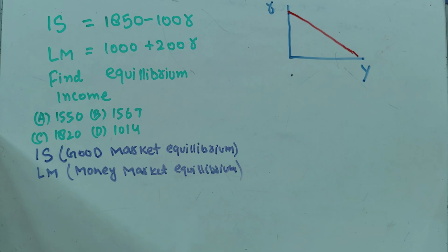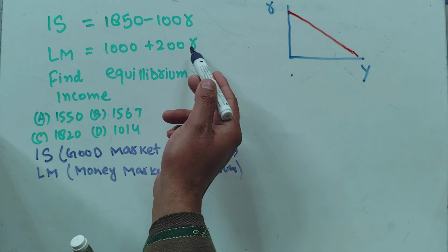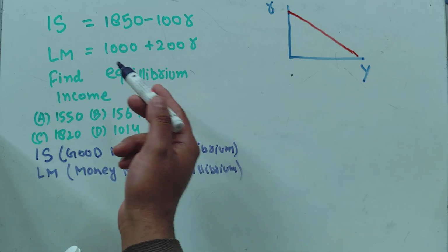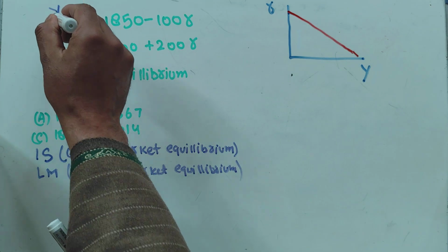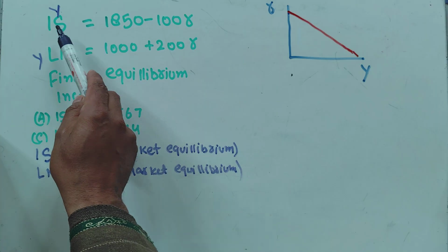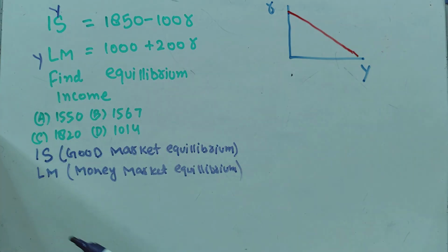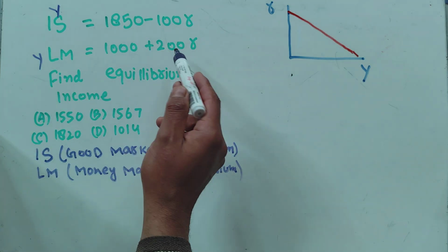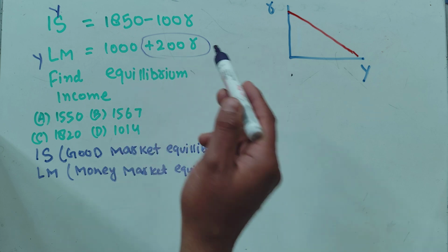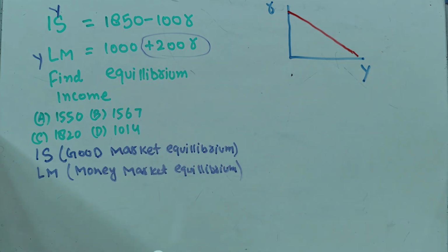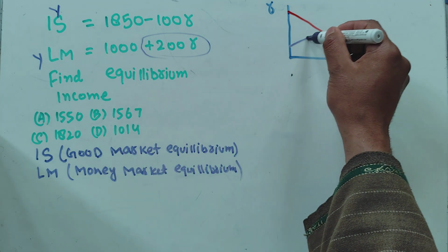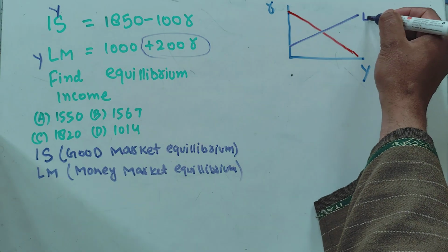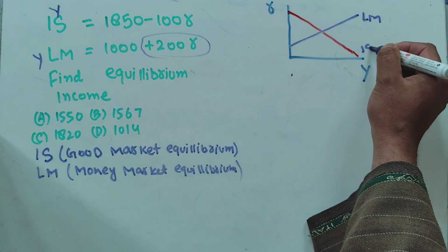Then we have the LM equation. You can see here the LM curve is upward sloping, and we have again the rate of interest, and here it is Y, also here it is Y. It shows us the relationship between income and rate of interest, and here it is a positive relation, because the coefficient of the interest rate is positive. So it will be upward sloping like this. This is our LM, this is our IS.